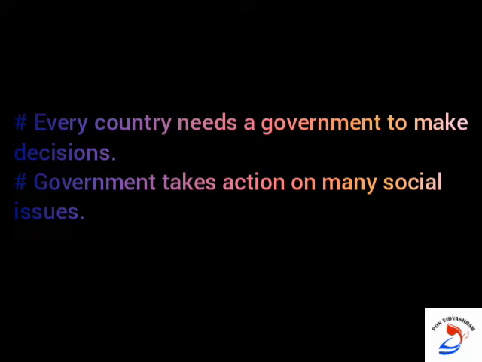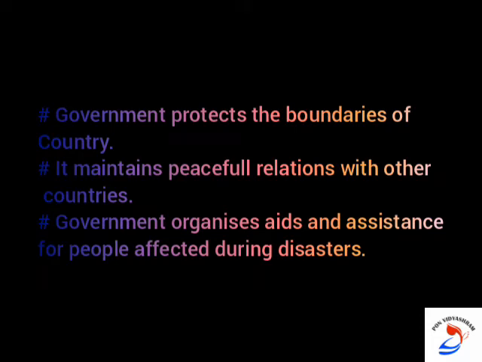The government also takes action on many social issues. For example, it has several programs to help the poor. It does other important things such as running postal and railway services. The government not only takes care of the people who are living inside the country, but also takes the responsibility to protect the people at the boundaries. The government also has the job of protecting the boundaries of the country and maintaining peaceful relations with other countries.